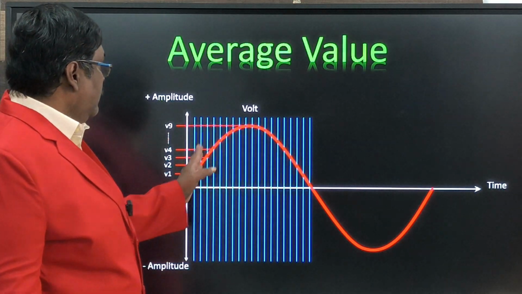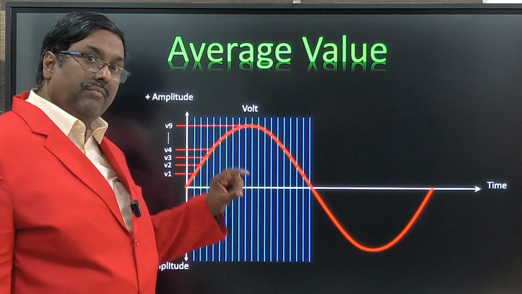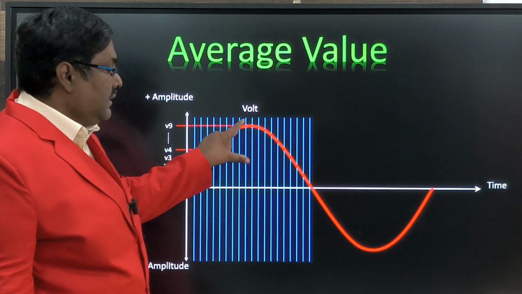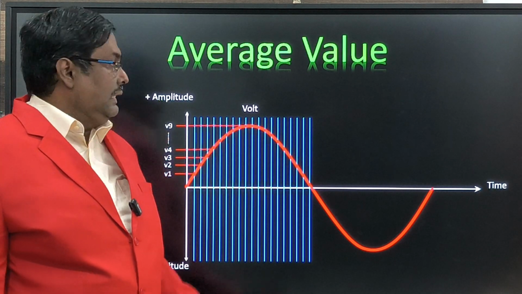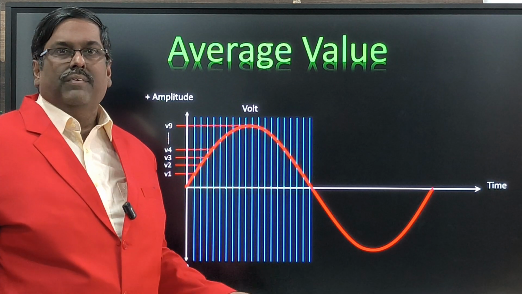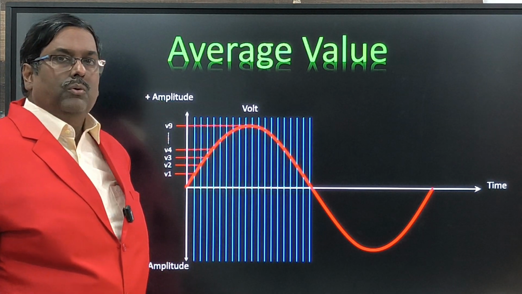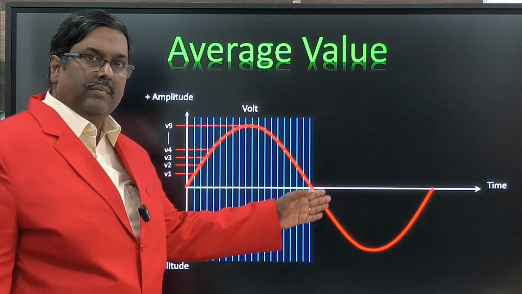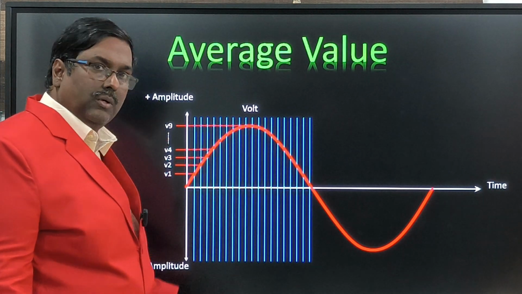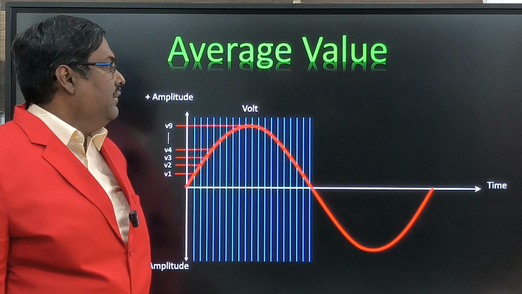So we are dividing the curve into 20 equal parts, and in every part we are measuring the voltage. That voltage is averaged, the arithmetic mean. How do you do an average? You add all the points and divide by the number of divisions, how much you divided the curve. It's very, very simple.